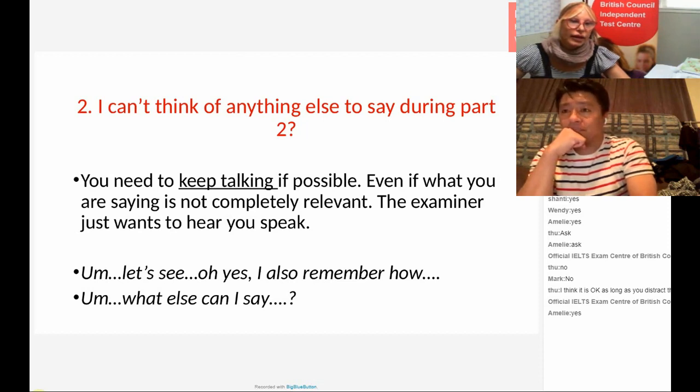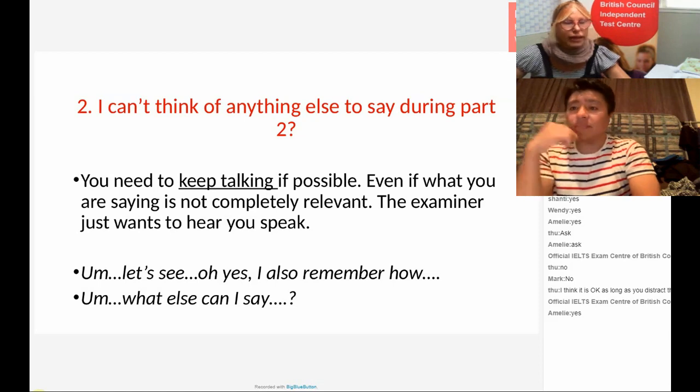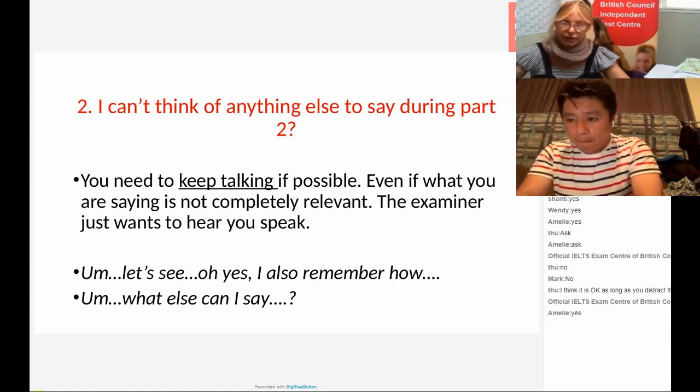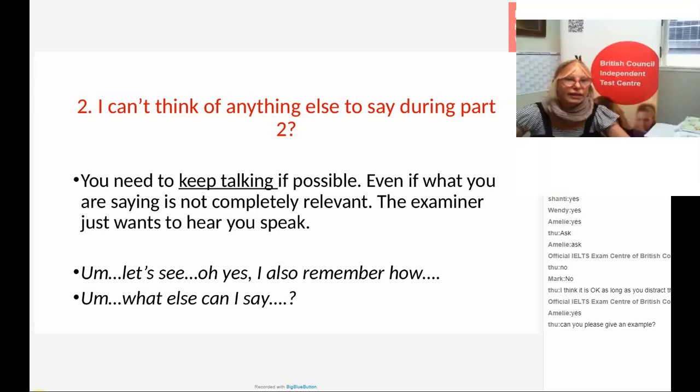So it's very different from writing. In writing, you cannot go off topic. You cannot say irrelevant things, or your mark will be affected. It's very important that you follow the topic in the writing. Say for example in the speaking, you are asked to talk about a festival in your hometown or your city. Let's say you don't really know a festival in your city, so you're going to talk about a public holiday instead. Festival and holiday are not the same, but similar.